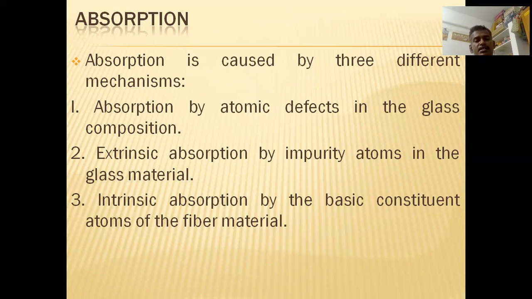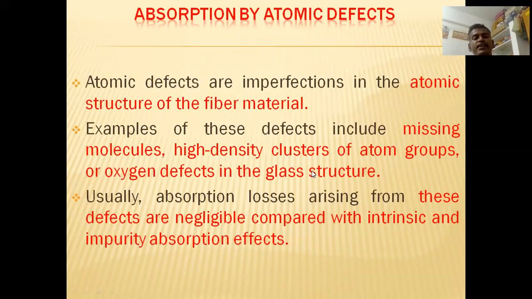The first attenuation loss is absorption. Absorption is caused by three different mechanisms. First is absorption by atomic defects in the glass composition. Second is extrinsic absorption by impurity atoms in the glass material. Third is intrinsic absorption by the basic constituent atoms of the fiber material. Atomic defects are imperfections in the atomic structure of the fiber material. Examples of atomic defects are missing molecules, high density clusters of atom groups, or oxygen defects.